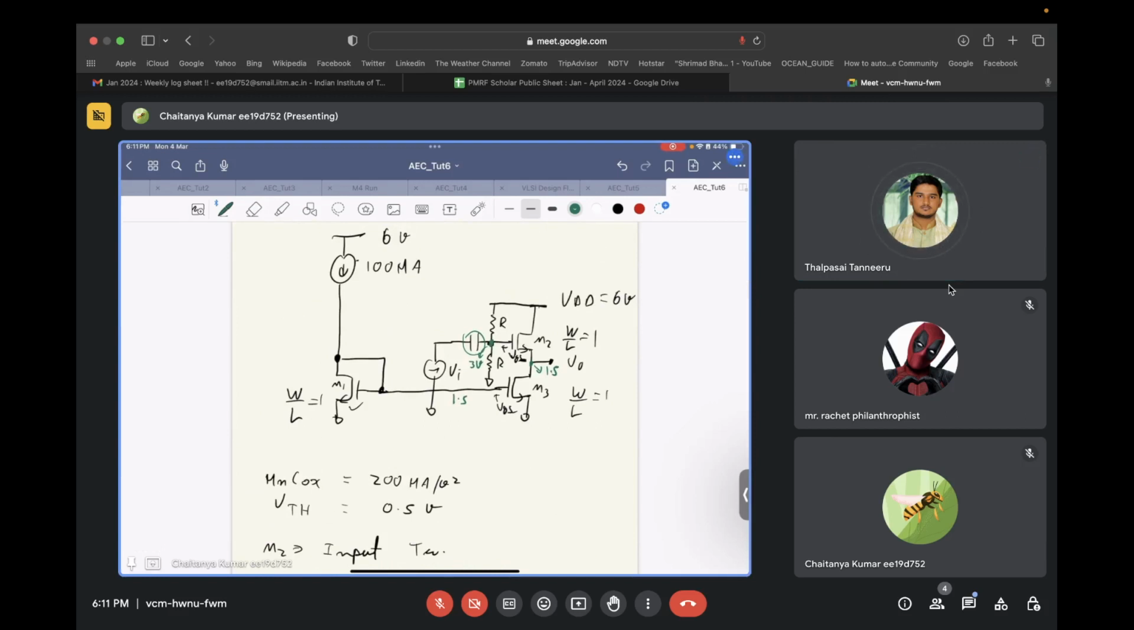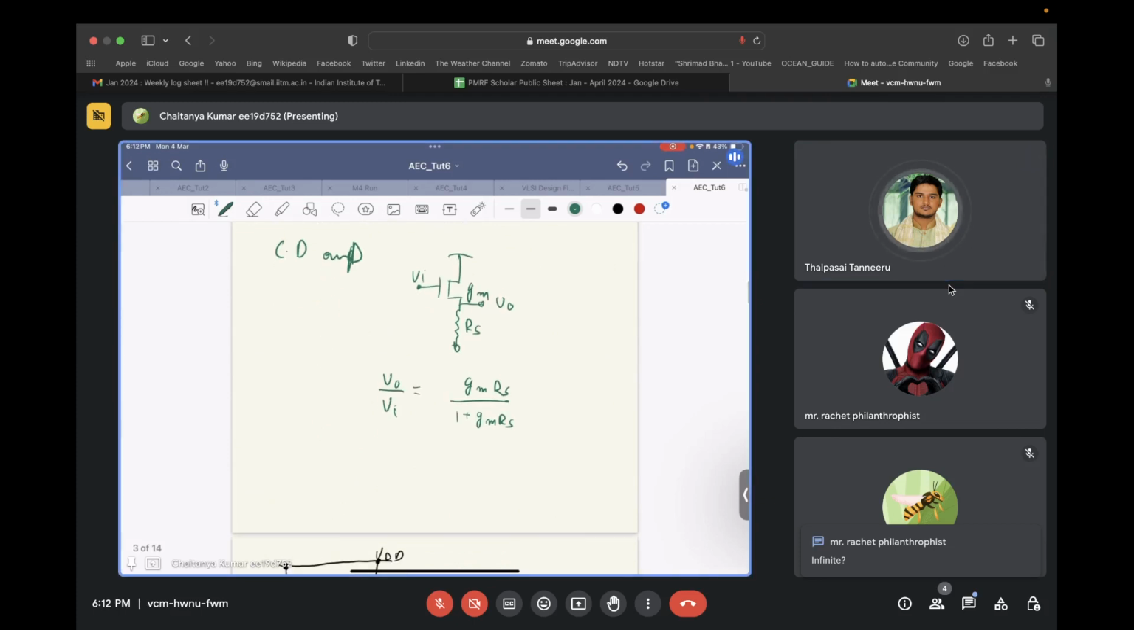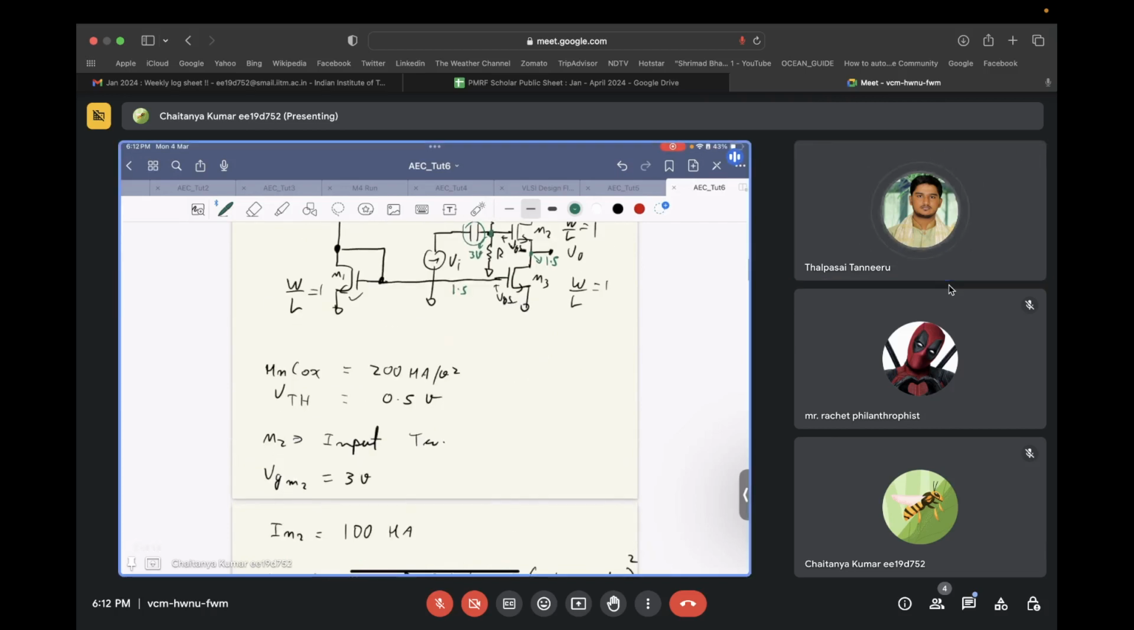Now, in this case, since there is no channel length modulation, can you tell me what is RS? Yeah, sir, RS is nothing but M3, right? M3 resistance. Yeah, there is no channel length modulation. So what is the value of RS? Infinite, correct. So if the value of RS is infinite, this Vo by Vi is equal to 1 as RS tends to infinity. So now you know the gain from input to output.